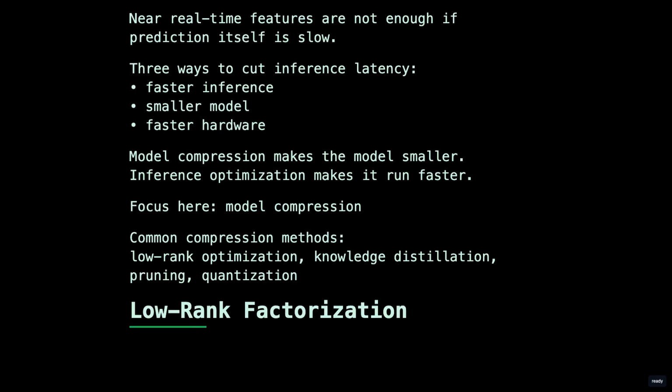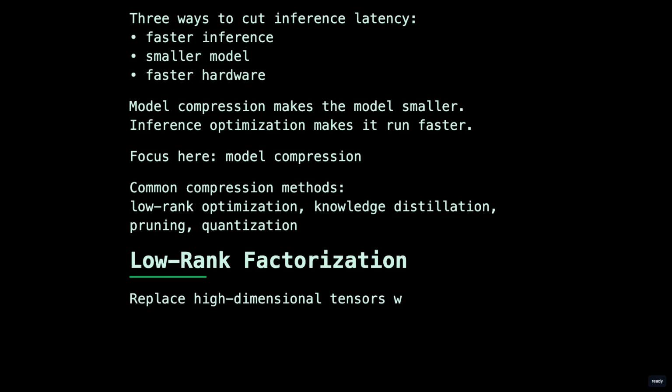Low-rank factorization reduces a large model by replacing a high-dimensional object with a smaller one that captures most of the useful structure. That matters because fewer parameters usually means less memory, faster computation, and easier deployment. The idea is to keep the important signal and throw away redundancy.